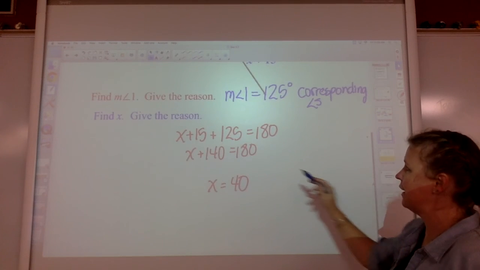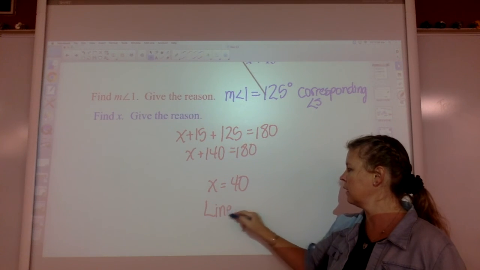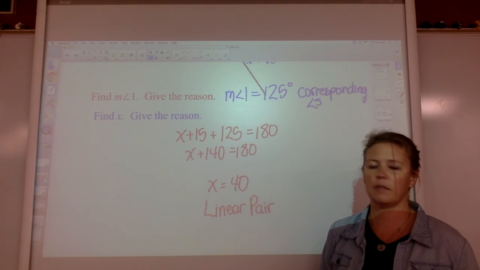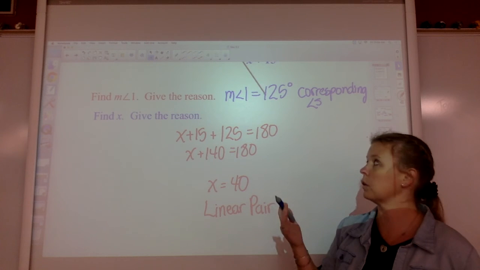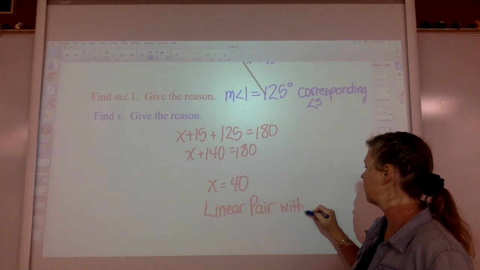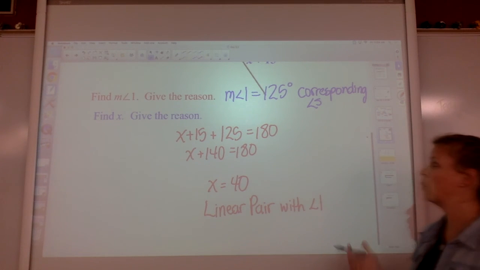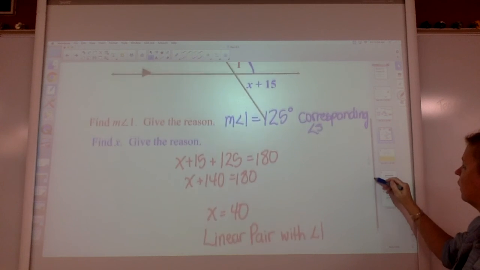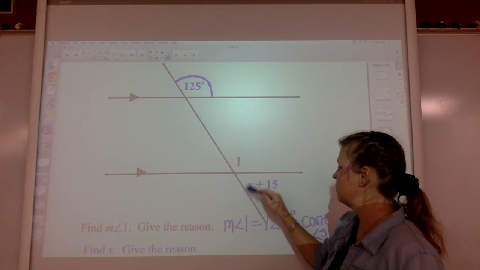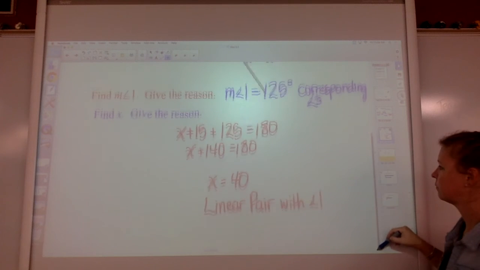Okay, there's our find x, but now when it says give a reason, you're going to say linear pair, but you need a reference. If you're not going to the given information, which was our 125 up in the corner, linear pair with angle 1. It's showing you that you have a reference to why you decided it was a linear pair. And again, it's because we don't have anything called same side exterior angles.